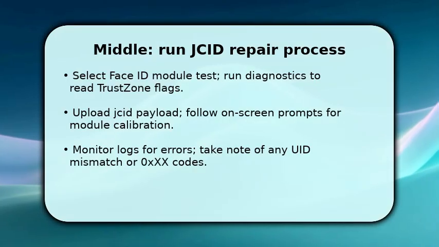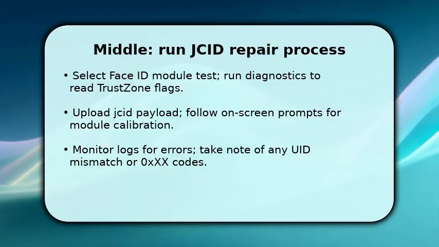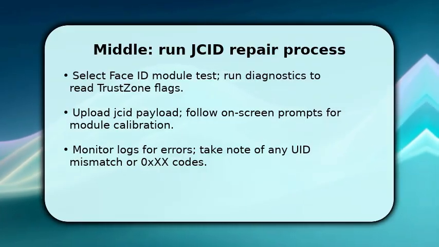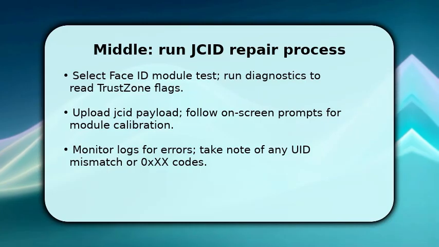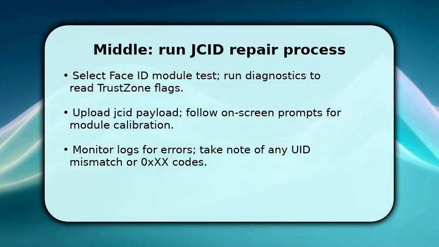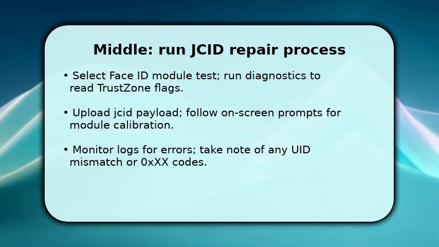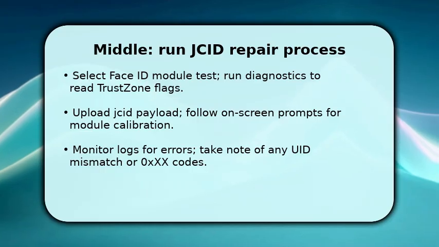You now run Jcid repair routine. Start with the Face ID module diagnostics to read trust zone and secure enclave flags, because knowing the state explains what repair path to take. Once done, upload the appropriate Jcid payload for your device and follow prompts to reflash calibration and repair pairing records. Jcid will rewrite key blobs if possible.